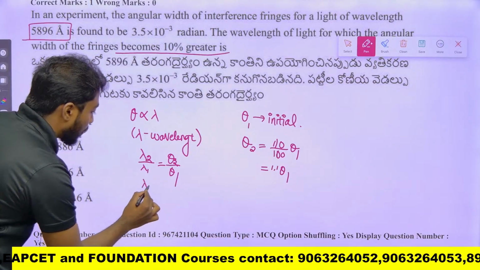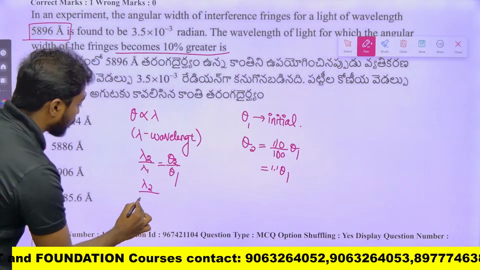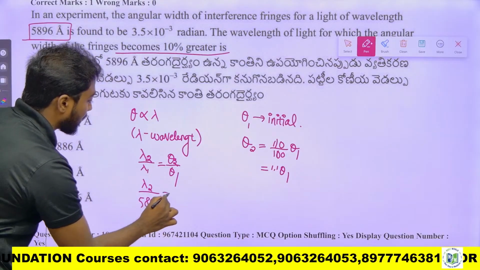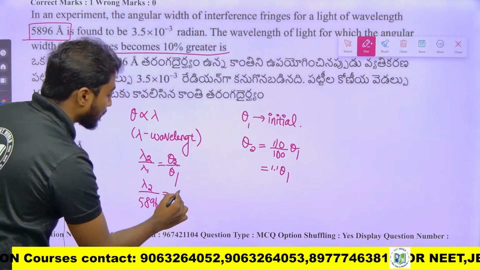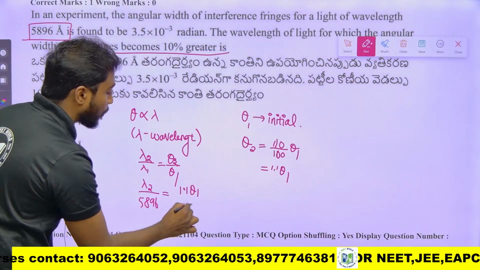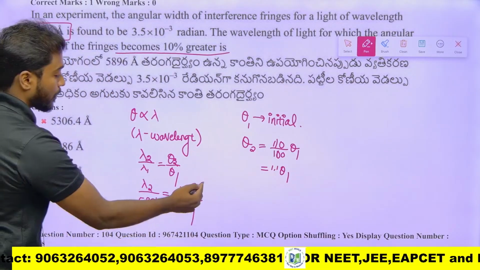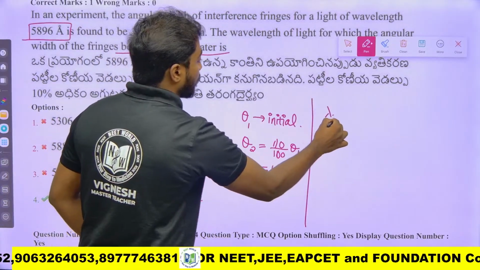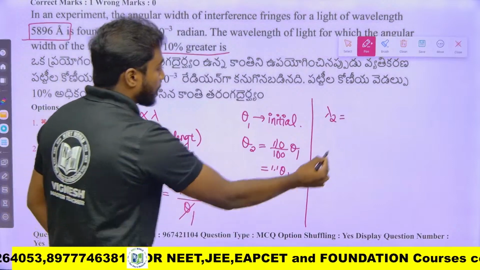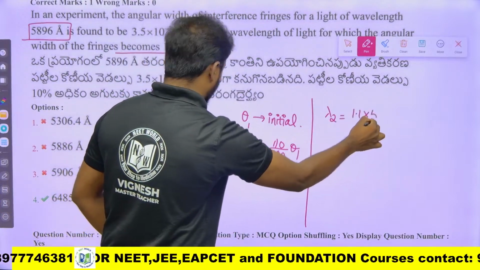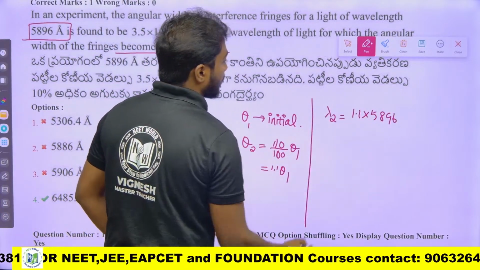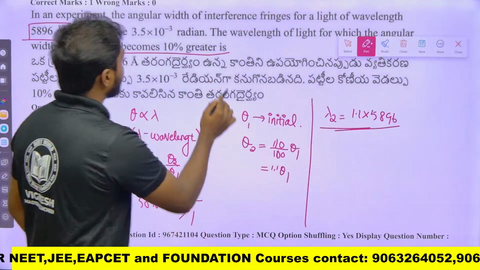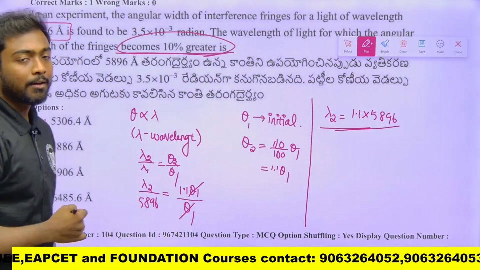I know lambda 1, lambda 2 by lambda 1 is 5896. I know theta 2 also, that is 1.1 times theta 1 by theta 1. So theta 1 and theta 1 will get cancelled, I can find easily. So lambda 2 is equal to 1.1 times 5896. So I will get the wavelength after it becomes 10% greater.